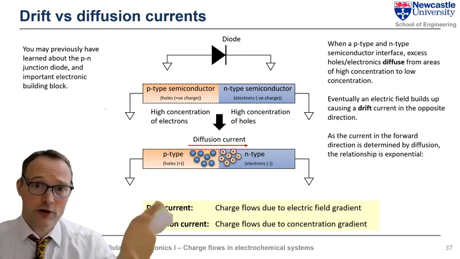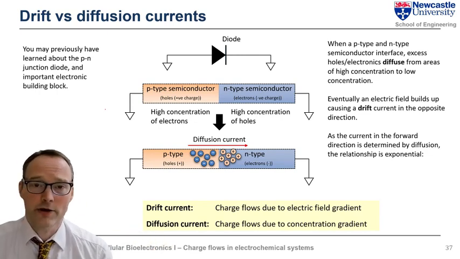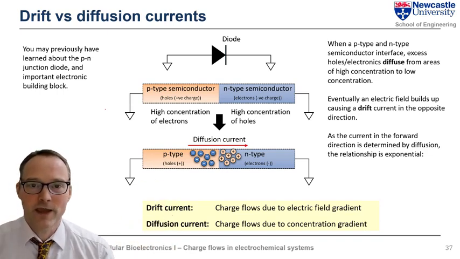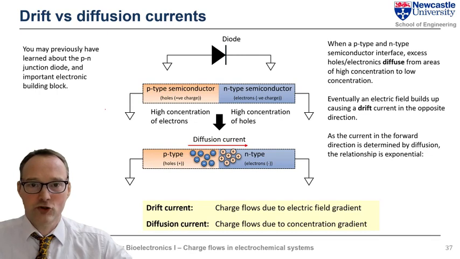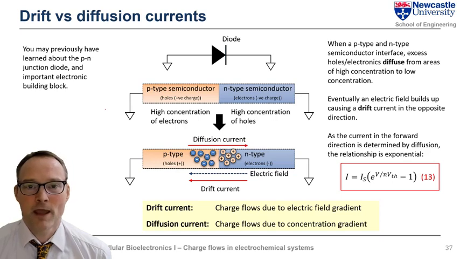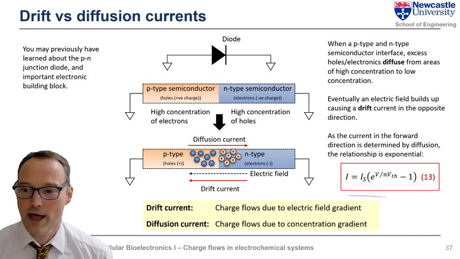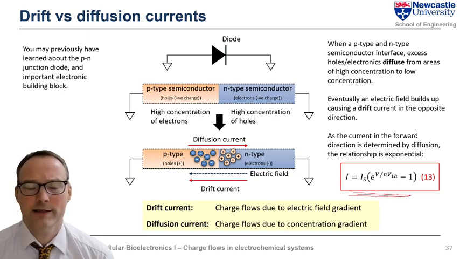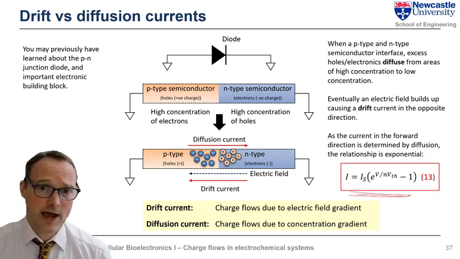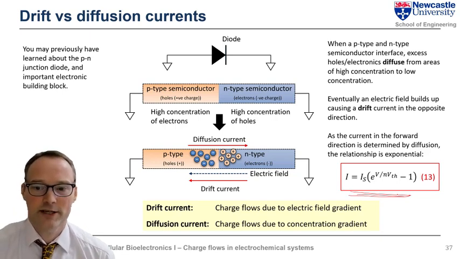As you move charges from one side to the other and vice versa, this causes excess charge to build up, and this creates an electric field, and the electric field causes a drift current in the opposite direction, until there is an equilibrium. Then if you want to pass current through this in the forward direction, you utilize the Shockley equation that we described before. Those of you that have studied semiconductor devices before will have seen this particular equation.